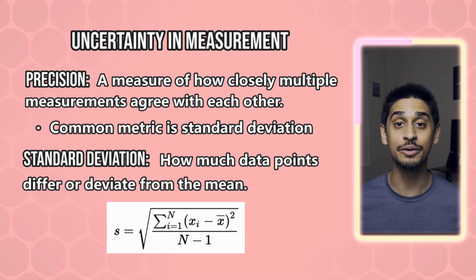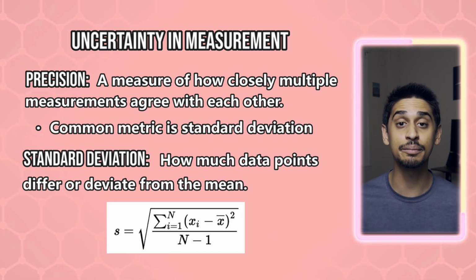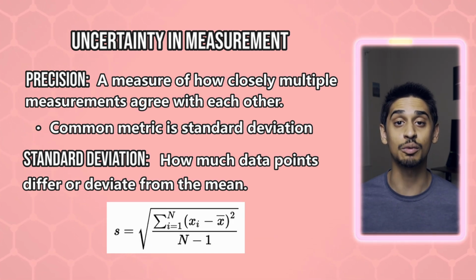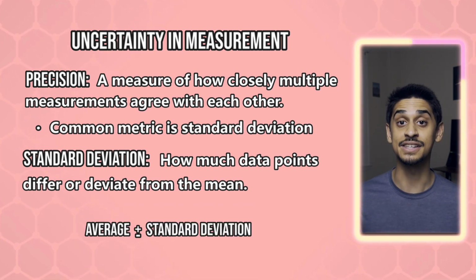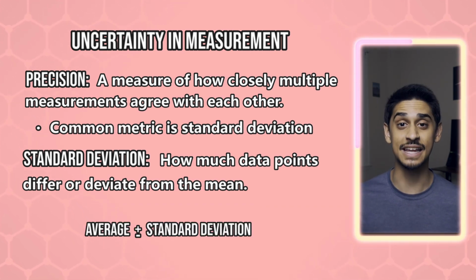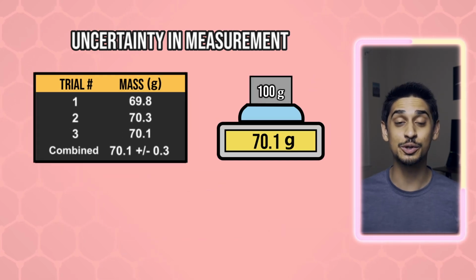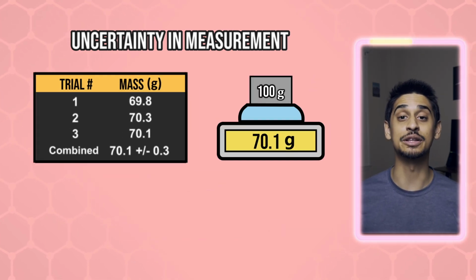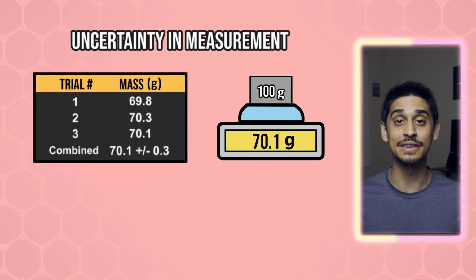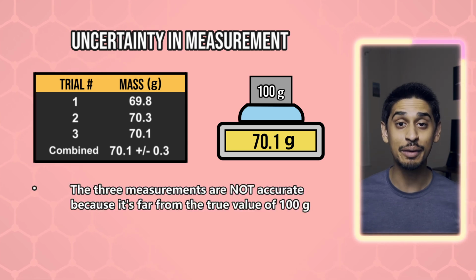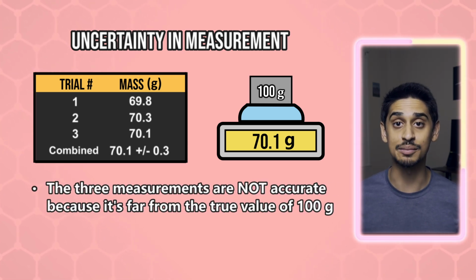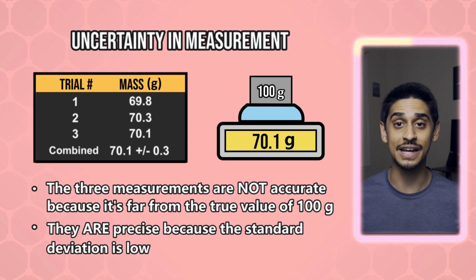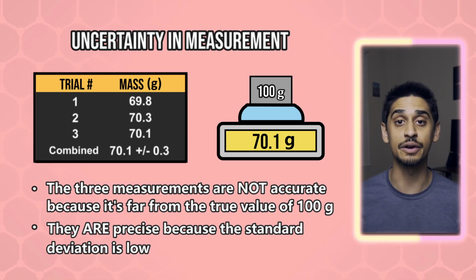You don't need to worry about calculating standard deviation, but you do need to be aware that it's commonly used to report the precision of an experiment. Numbers can also be written as the average plus or minus the standard deviation. So if we did 3 separate trials measuring the mass of the block to be close to 70 grams, then the measurements would be precise. The 3 measurements, while inaccurate because they're not close to the true value of 100 grams, would still be very precise because the standard deviation is very low.